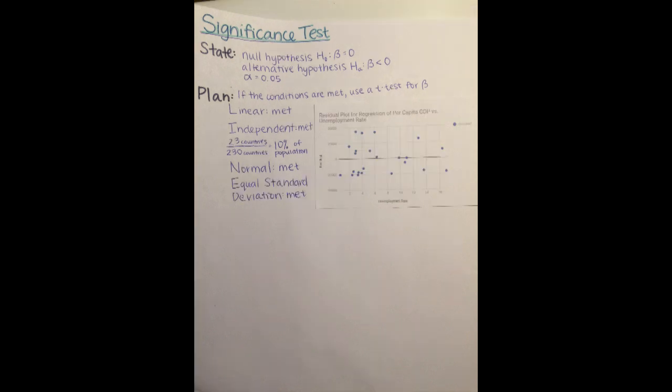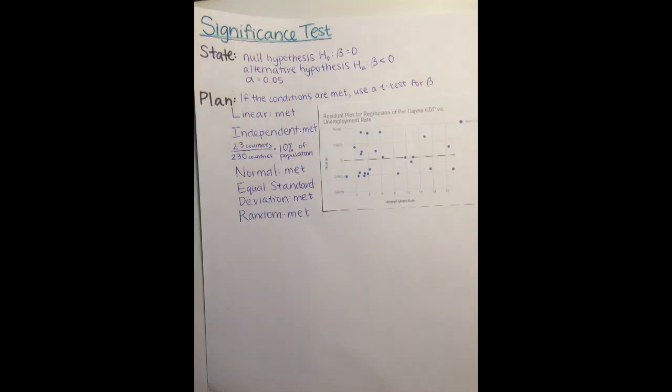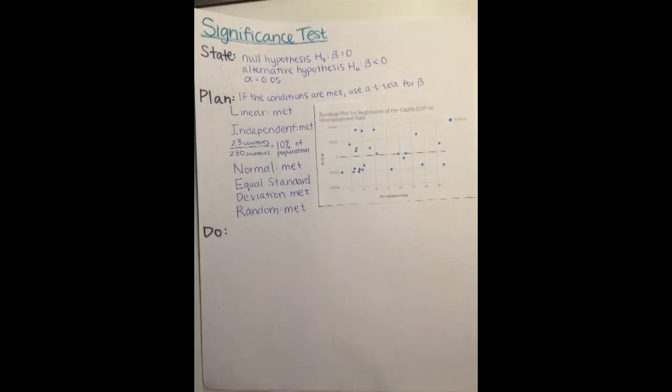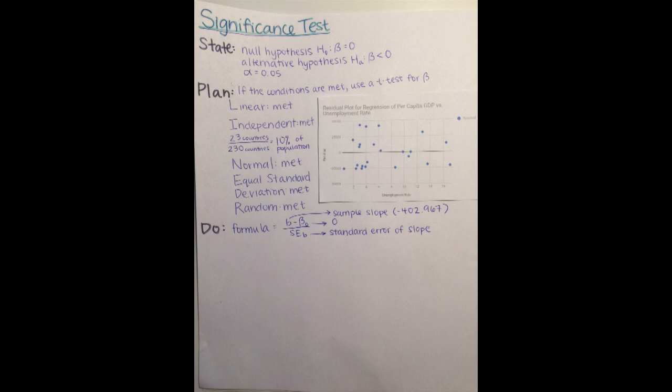The equal standard deviation condition is met because the residuals on the residual plot are roughly the same distance vertically from the residual equals 0 line across all x values. Lastly, the random condition is satisfied because simple random sampling was used to select the 23 countries that were used in the study. The formula for the test statistic is b, the sample slope, which is negative 402.967, minus beta from the null hypothesis, which is 0, divided by the standard error of the slope.